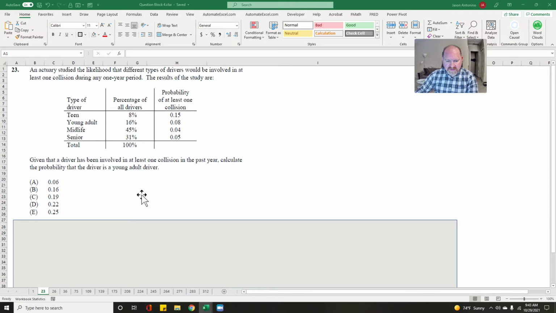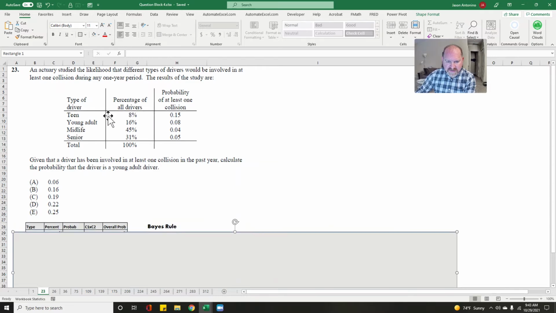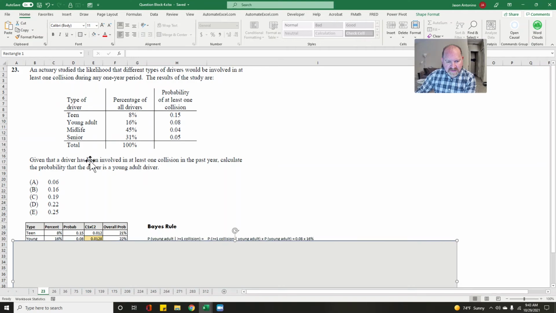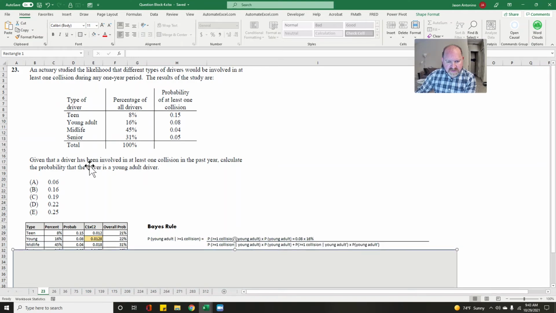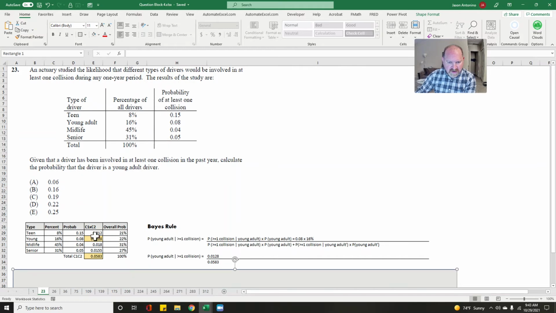So what I did to start off was literally just rebuild this table up here. Built it out in Excel, and you just take the product of each of these two columns, the percentage column and the probability column, and that's what this C1 x C2 is all about. It's just the product of each of these columns, and it sums up to 0.0583.